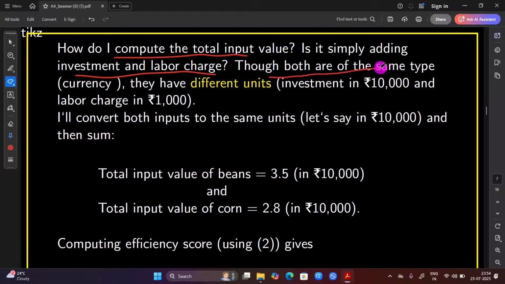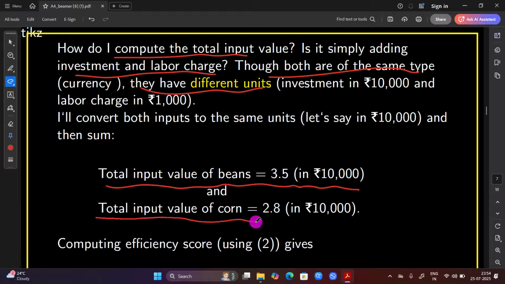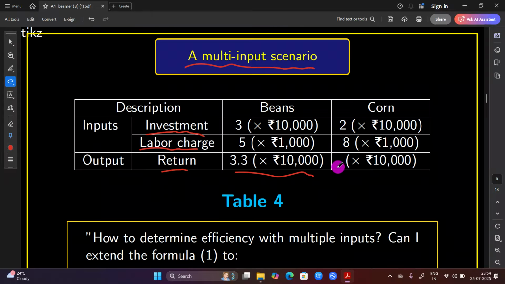Though both are of the same type, currency, they have different units, no problem. If they are in different units, then using mathematical equations we can convert them into the same unit. We have all the unit conversions, we have the formula. Here they have converted to 10,000. So here the total input value of beans is 3.5 in 10,000 and total input value for corn is 2.8 in 10,000. Earlier I just missed it. Here it comes to 2.8.